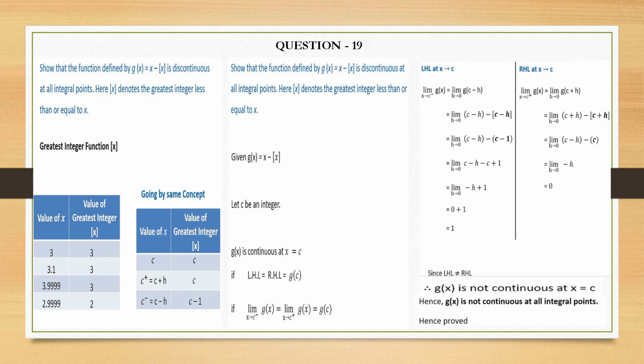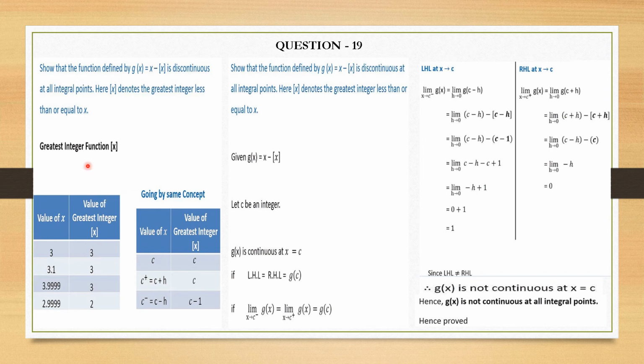Now question number 19. Show that the function defined by g(x) = x minus [x], the greatest integer function, is discontinuous at all integral points, where [x] denotes the greatest integer less than or equal to x. First, let us recapitulate what the greatest integer function is. By putting a value in this function, for 3 it is 3.